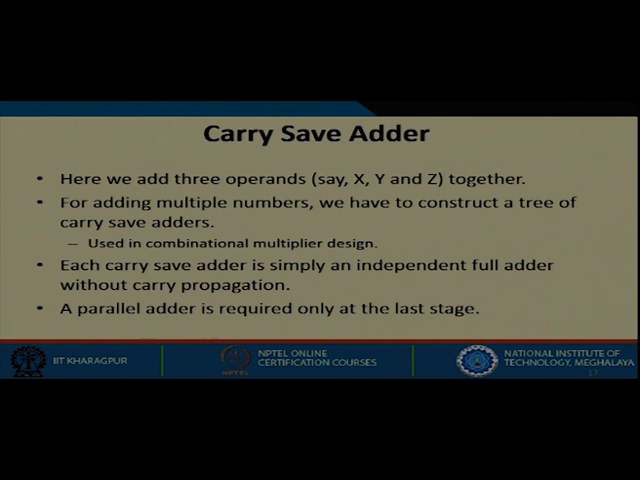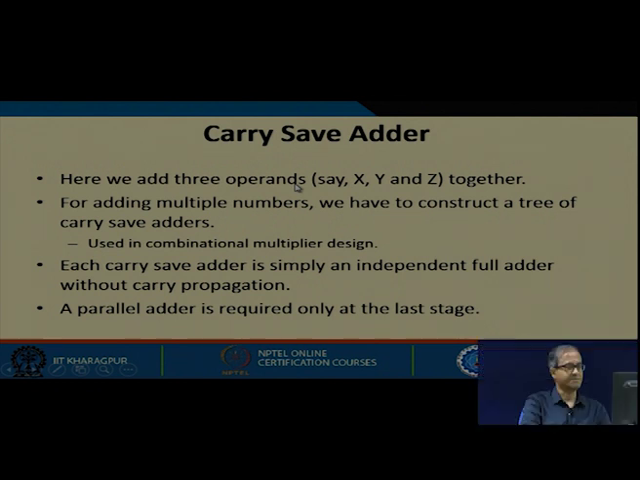So the last kind of adder that we look at today is the carry save adder. The concept is very simple. In a carry save adder, we are adding 3 numbers together. If there are more than 3 numbers we have to add, then we have to construct a tree of such adders. Now what is a carry save adder basically? A carry save adder is basically an independent array of full adders, and only in the last stage we need a parallel adder. I will just explain.